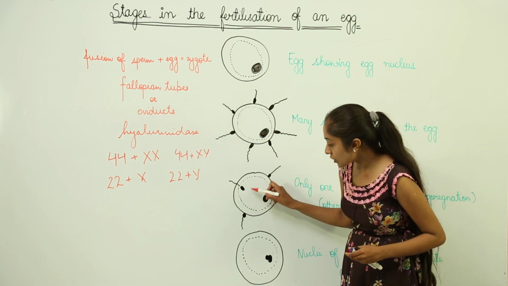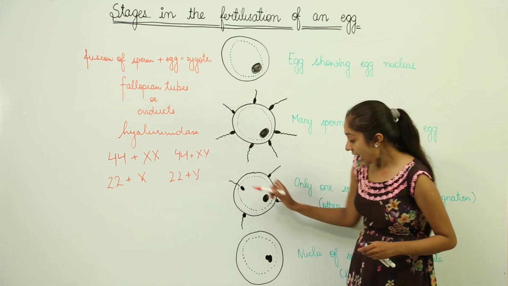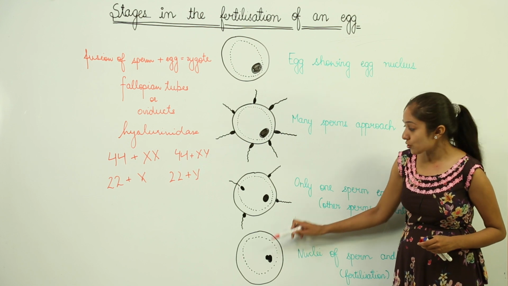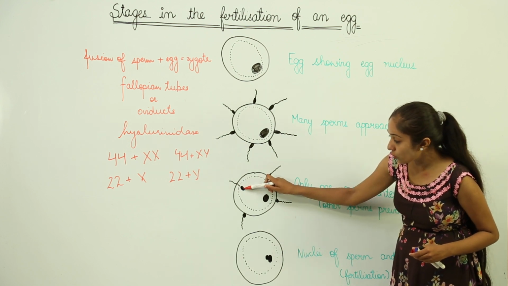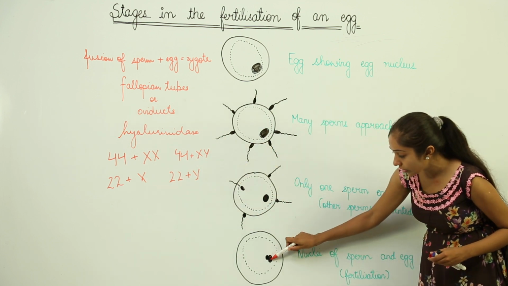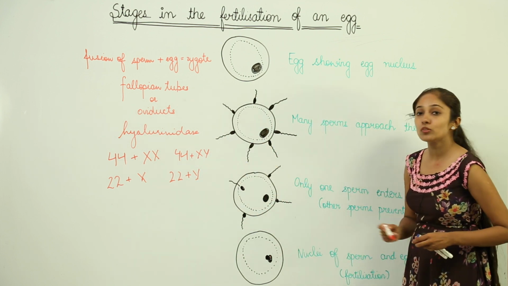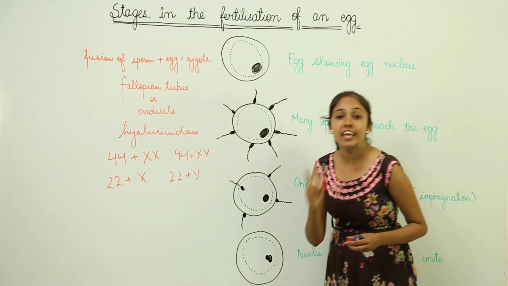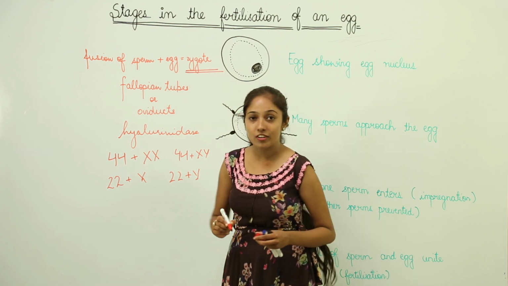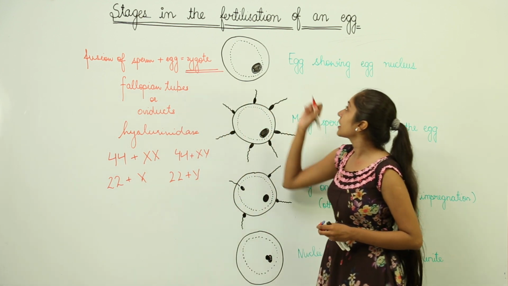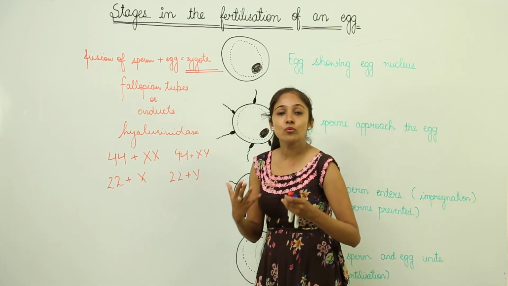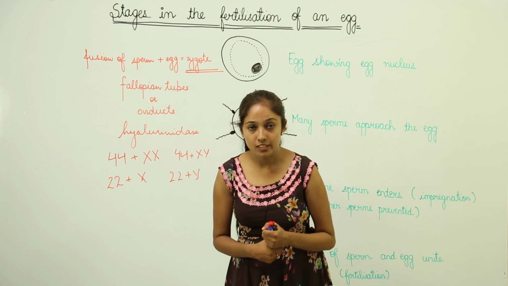So this head region of the sperm has that genetic material, and this is going to fuse with the nucleus of the egg. So the head region, which is actually the nucleus which contains the genetic material, is going to fuse with the nucleus of the egg, and this is going to lead to the formation of the first cell of life. Remember, that is known as the zygote. So these are the stages in the fertilization of an egg. So this zygote is going to divide repeatedly and is going to form the multicellular stage, right, which we will discuss.